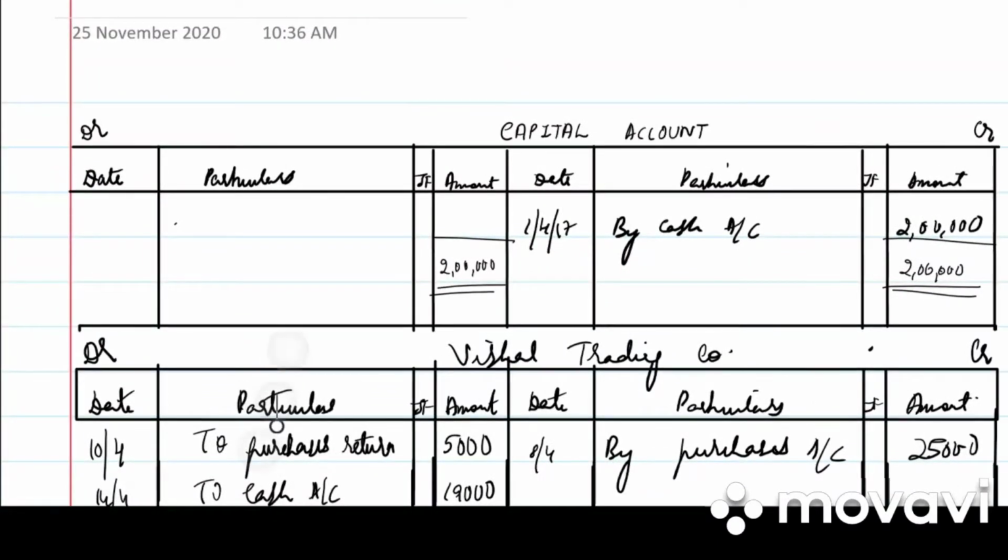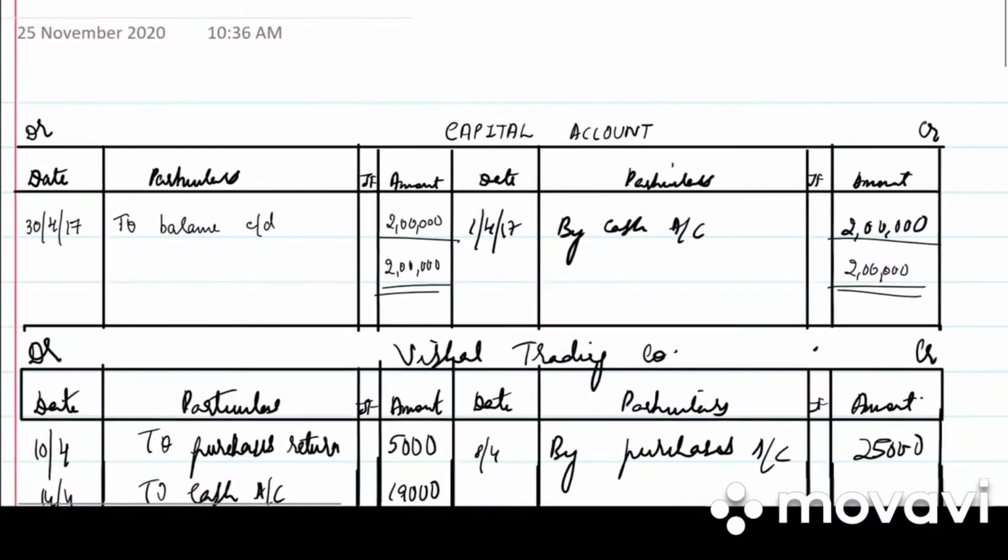on the debit side, on the last date of the month, that is 30th April, we would be writing balance carried down. What will be the balance? It will be the same, that is 2 lakh. And on the next date on the credit side, 1/5/2017, by balance brought down, that is 2 lakh. This is how we balance our ledger accounts.